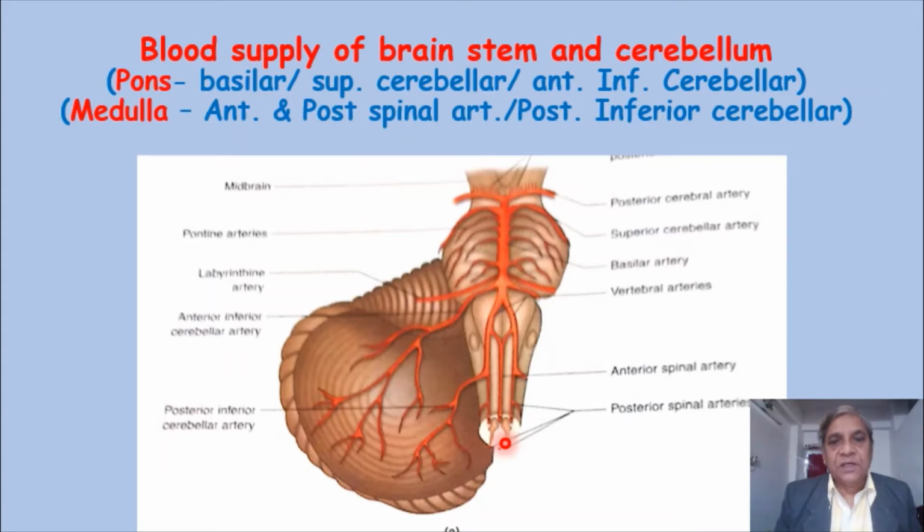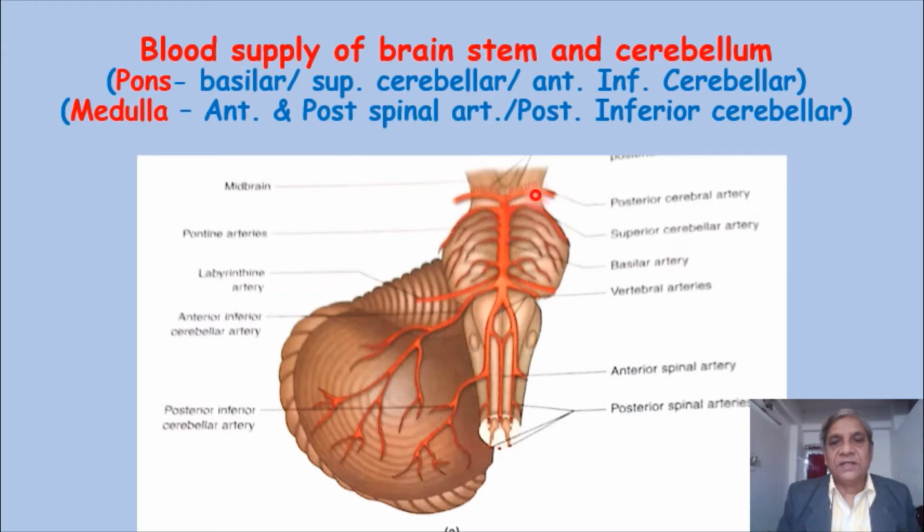Now let us see which arteries give blood supply to the pons. These are the branches taking origin from the basilar artery, and these arteries are multiple and are known as the pontine arteries. So the branches from the basilar artery are number one. Then it is from the superior cerebellar.